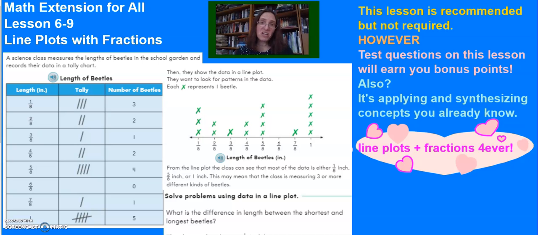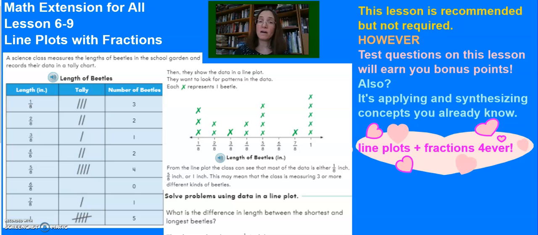So I think you're going to do pretty well because this lesson is about taking line plots, which you already got, and putting them together with fractions that you've just got. And so that kind of application and synthesis just makes your brain think more deeply and makes you stronger in both areas. So it's a quick lesson. Let's take a look.